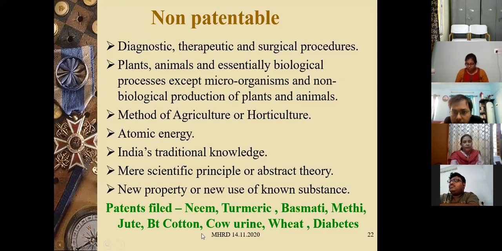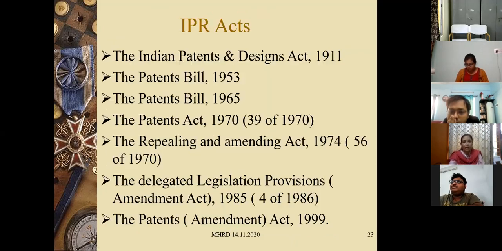Some of the examples of patents filed are neem for its antiseptic and antimicrobial property, turmeric for its anti-cancer and anti-inflammatory effect, basmati rice, methi, jute, Bt cotton, cow's urine for its therapeutic properties, wheat, and even some procedures, some aspects of diabetes, have also been filed for patents, but not all have been granted.